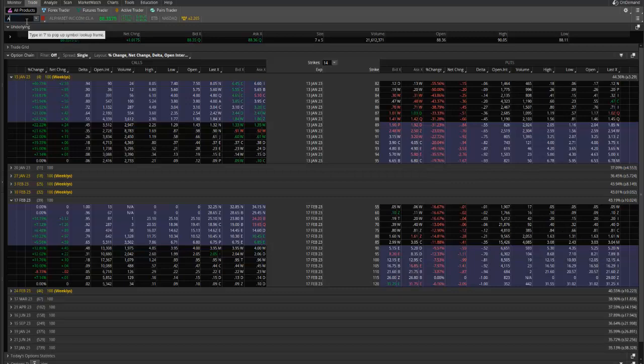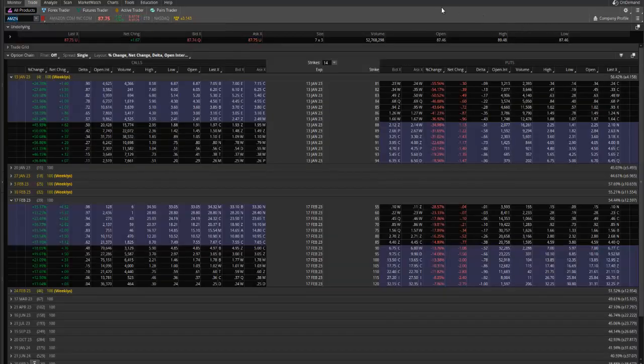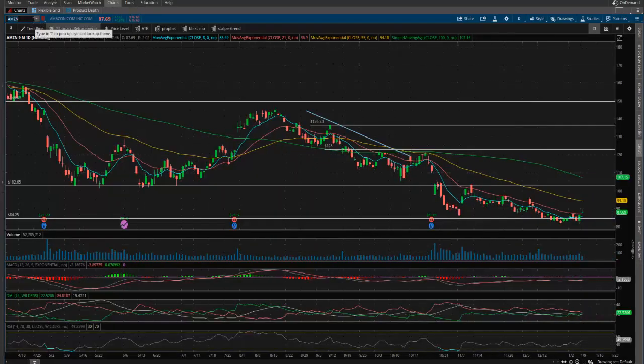Let's check Amazon. Probably pretty liquid here. Yep, also on the weeklies and on the monthlies. So anything that's liquid like that, go ahead and go after on some interest. Stay away from anything with no volume and big bid-ask spreads.